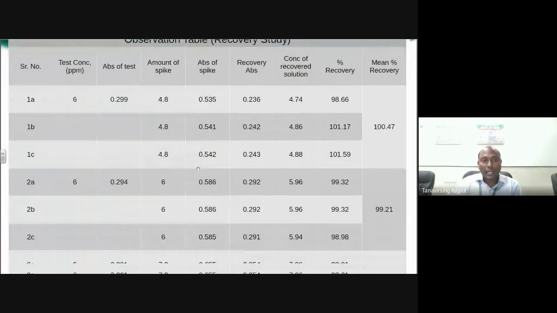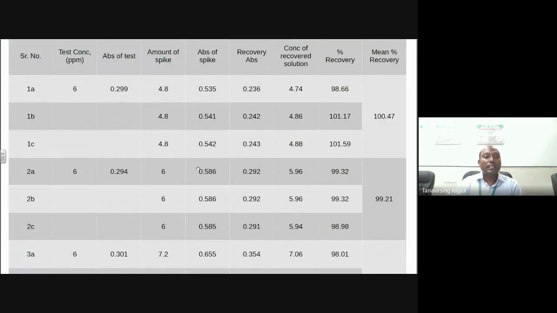As per the ICH guideline, we have to perform the recovery study at 3 different levels, means at 80% level, 100% level, and 120% level. And at each level, we prepare our solution in triplicate. For example, 1A, 1B, 1C. That is 3 volumetric flasks. In those 3 volumetric flasks, we have to add our test solution.